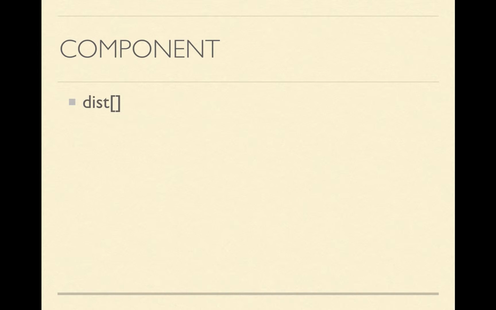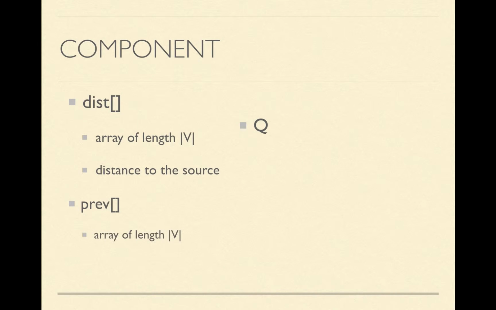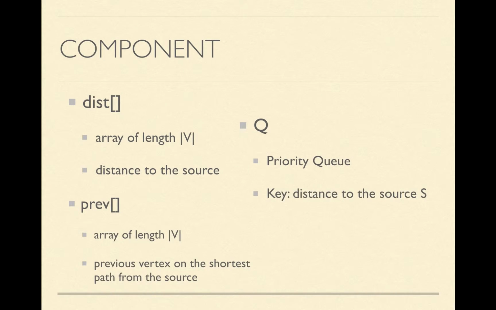There are three main components for implementation: an array that stores the distance from the vertex to the source, an array that stores the previous vertex along the shortest path, and a priority queue that uses the distance from the source as the key. Here are some key ideas to follow.